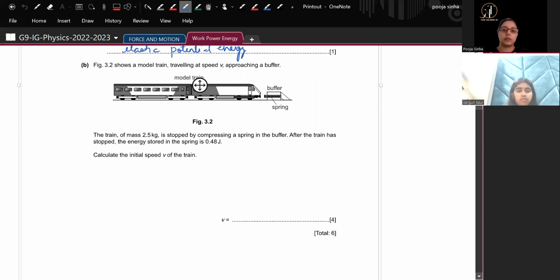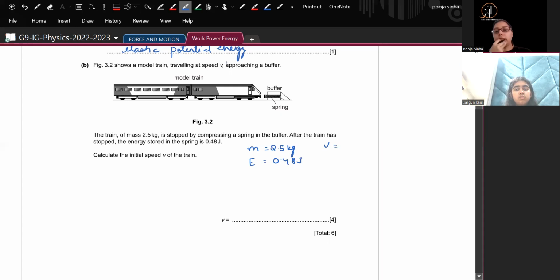आप बताओ कैसे करना है इसको. So the mass is given. So we'll write M is equal to, कितना given है? Okay, 2.5 kg. 2.5 kg. Okay. और क्या है? What else is given? Stored in the spring. Energy. So energy कितनी है? 0.48 joules. और निकालना क्या है? The speed. So v निकालना है, right? Initial speed. It is traveling at a speed v.